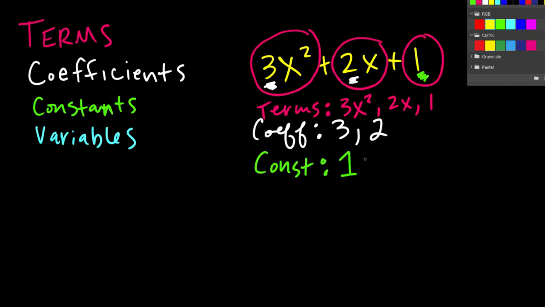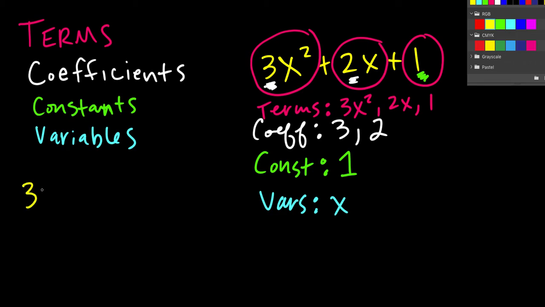Now if we're talking about constants, those are numbers that are not attached to variables. And so we have 1 as a constant. And then variables, I've been using that word as I've been explaining this, but I think most of you know it. Variables are just the letters, and so we only have one variable. We have x. Okay? Now I'm just going to write one more example, and we'll call it good.